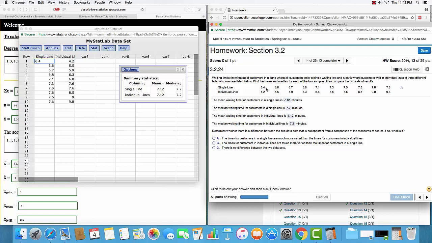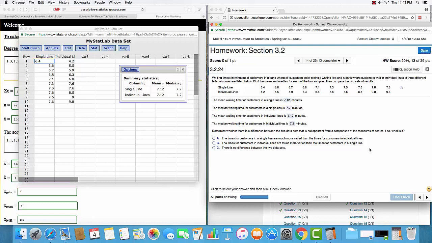When we talk about variation, much more varied, one of the measures of variation is range. We call it measures of variation or measures of spread or measures of dispersion. So one of the values is range, which is the maximum minus minimum. If we look at the single line, we have 6.4, 6.6, 6.7, 7.6, 6.8, 7.8. It's not really varied. I mean, the times are close to each other.